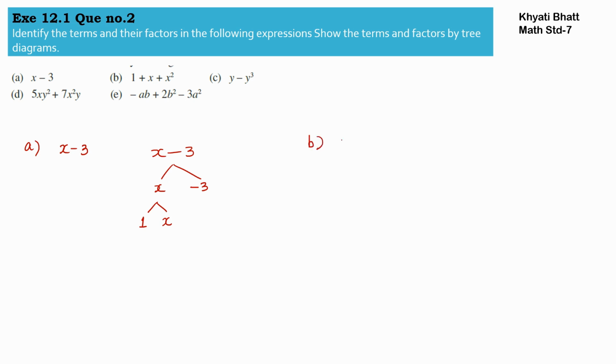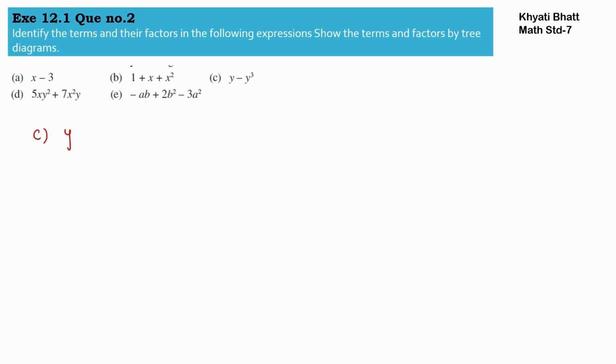Then comes b. 1 plus x square. So here there are three terms, 1, then x, and then x square. Now let us separate this x. So x is along with 1, and 1 is there, whereas x square is a product of x and x.